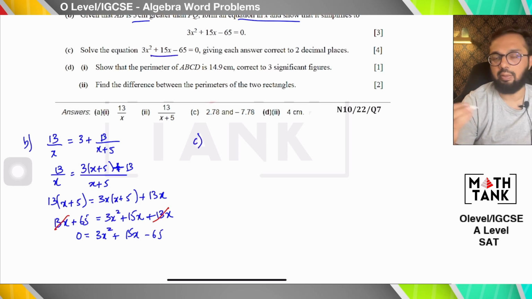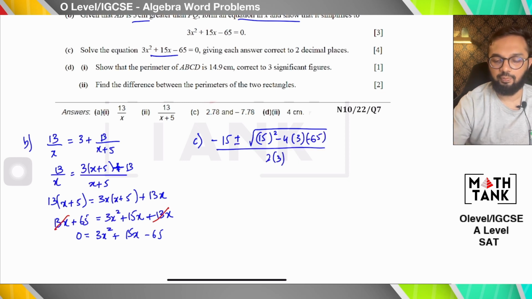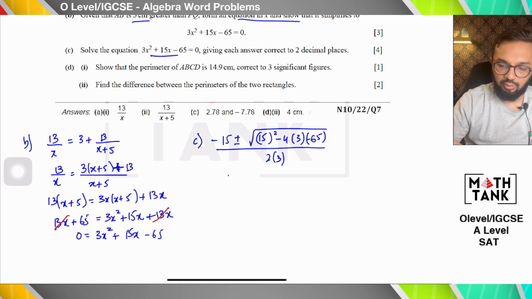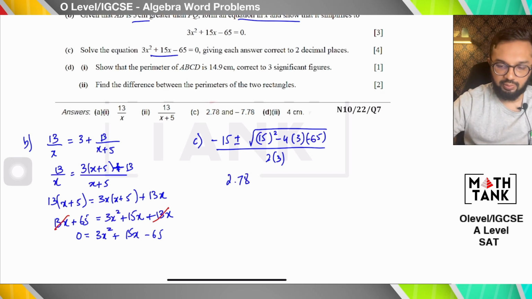It says solve. So in every question you'll see a quadratic equation being solved. I think it's the same process: minus b plus or minus the square root of b squared minus 4ac, over 2a. So x is 2.78 or minus 7.78.